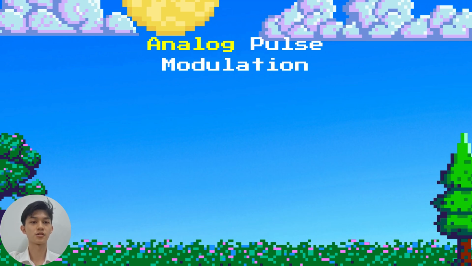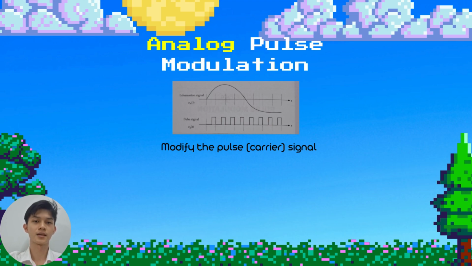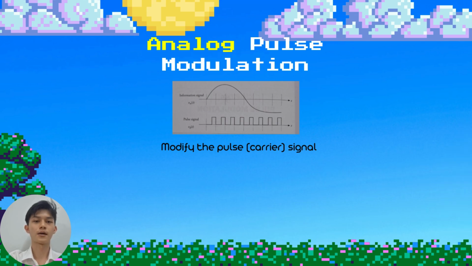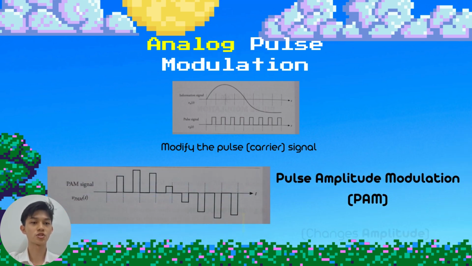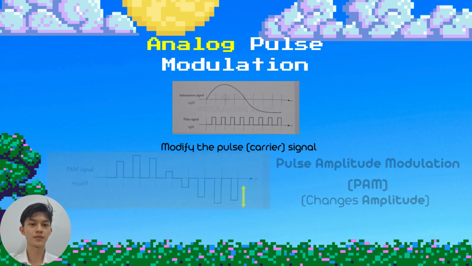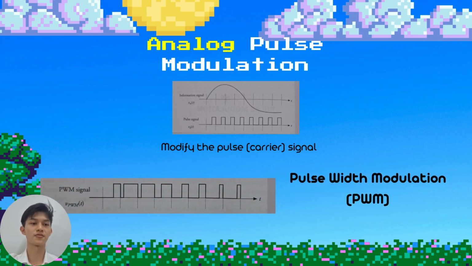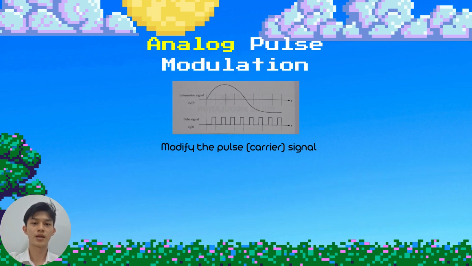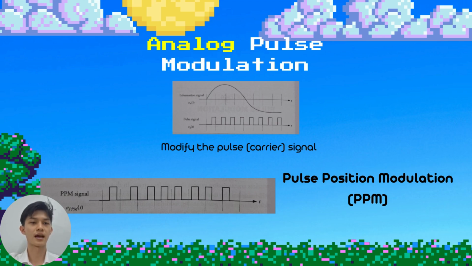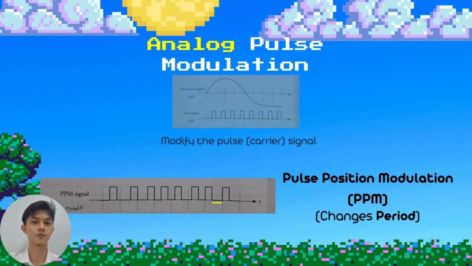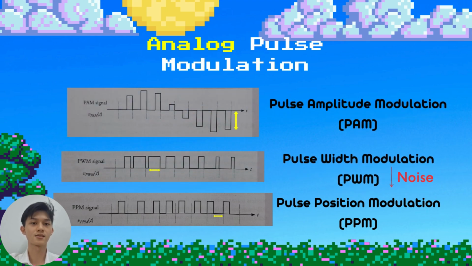In analog pulse modulation, the process is carried out by modifying the pulse signal. There are three types of analog pulse modulation: pulse amplitude modulation, which changes the amplitude of the pulse signal; pulse width modulation, which modifies the width of the pulse signal; and pulse position modulation, which alters the position of the pulse signal. Among these three techniques, PWM is least disturbed by noise.